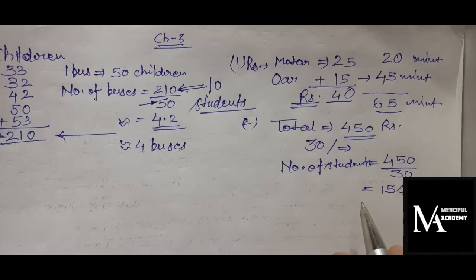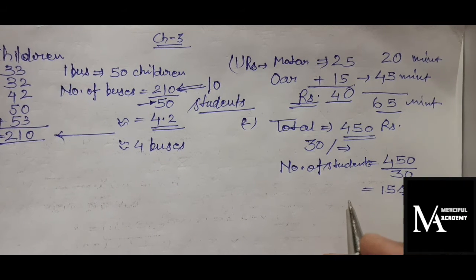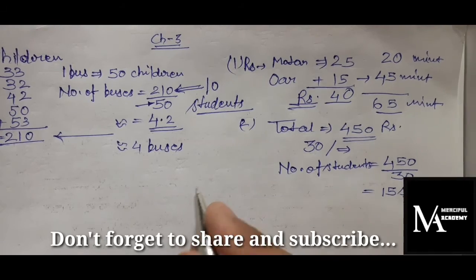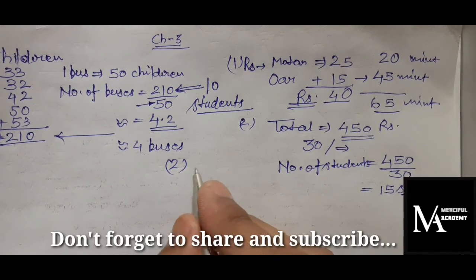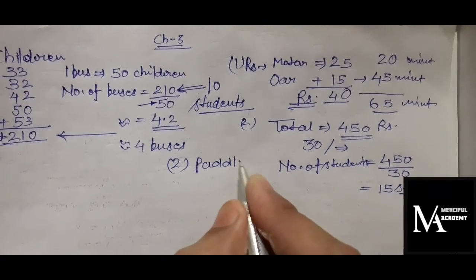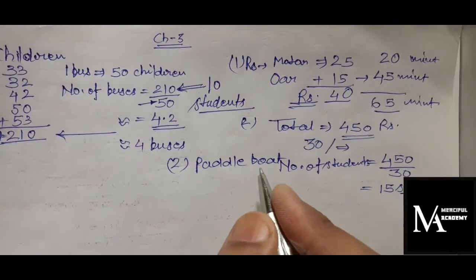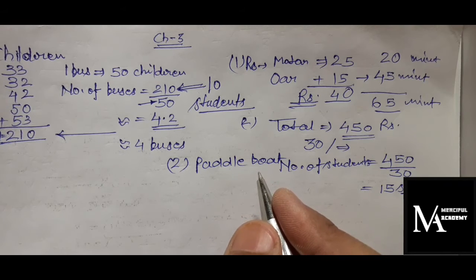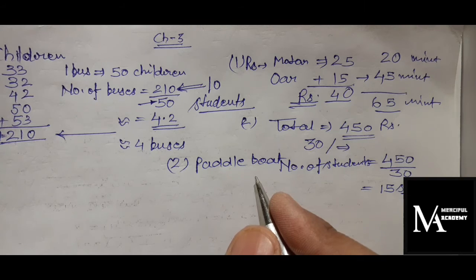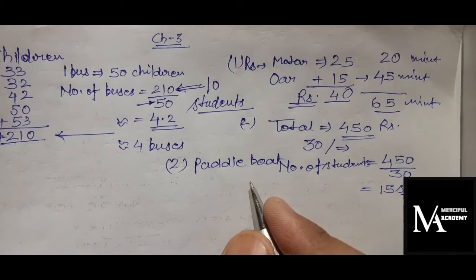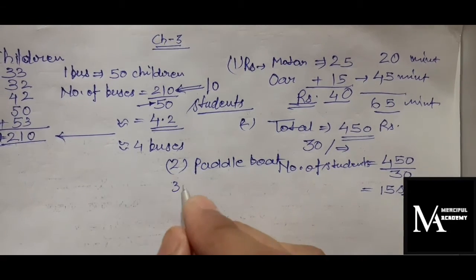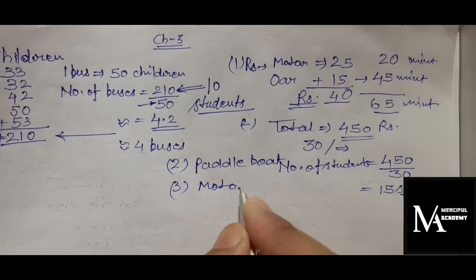Then which boat takes two trips in 1 hour? Then we will move to the table. Which boat will take 2 trips in 1 hour? It will be the paddle boat. Now the next part. Which boat takes less than half an hour to complete a trip? That means the boat takes less than the half hour. Then it is the motor boat.